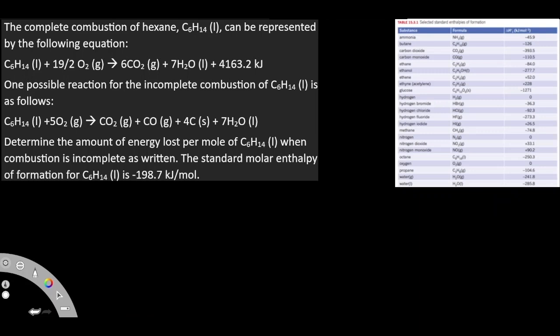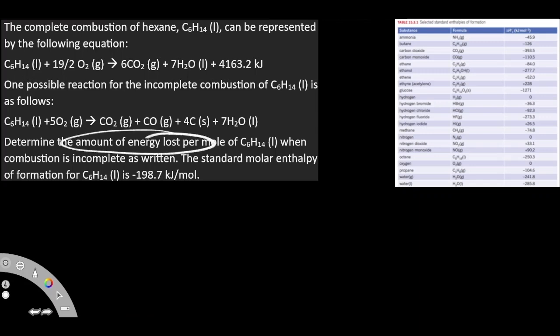Let's try to solve this question here. We have a complete combustion and a given thermochemical equation there, and then there's another possible reaction if it was done incomplete. Determine the amount of energy lost per mole if we did it this way. So rather than our goal of having complete combustion, because most of the time our goal is to get complete combustion, it's a lot cleaner, but if we end up getting incomplete combustion as written, this is what we're going to be referencing first, and they give us the standard molar enthalpy of formation for C6H14, our hexane.